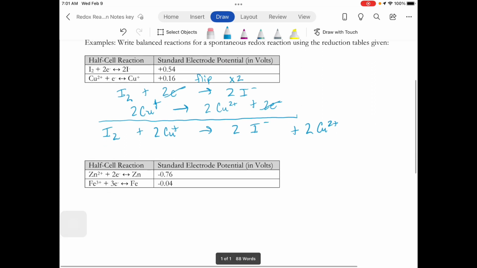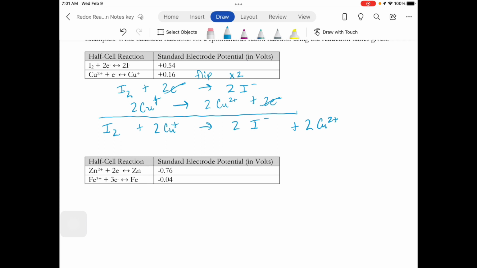Okay, you should pause the video and see if you can do this next one on your own. Okay, I hope you paused. So we need to figure out which one has the smaller value. Well, on a number line, the negative 0.76 is smaller than negative 0.04, so we need to flip the top one. And then look at the electrons. We have 2 electrons here and 3 electrons on the bottom. So we need to make them even. So we're going to times the top one by 3 and the bottom one by 2, so that the electrons will cancel out. So they'll each have 6 electrons.